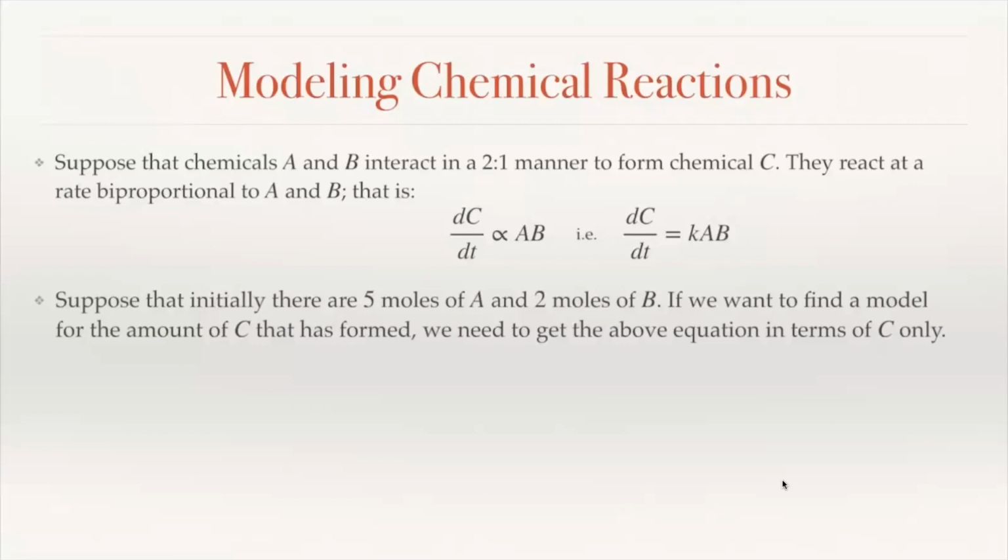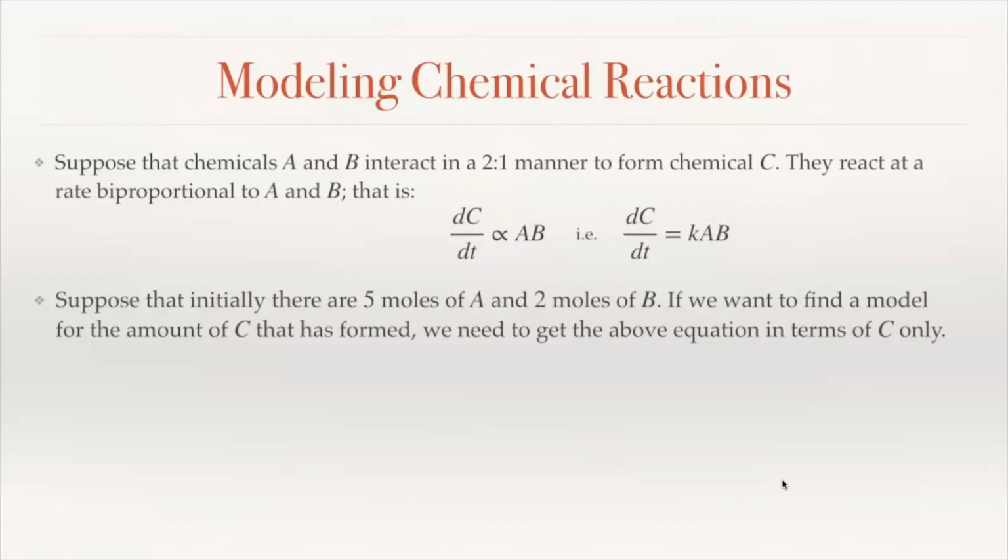That's because the more oxygen there is, the faster it can react, and also the more hydrogen there is, the faster it can react. So that says that the rate of production of chemical C, perhaps water, is proportional to both the amount of hydrogen and the amount of oxygen, i.e. dC/dt is k times AB. So let's do an applied example, and we'll solve and model how much C there is as a function of time, in this case where initially there are 5 moles of A and 2 moles of B.